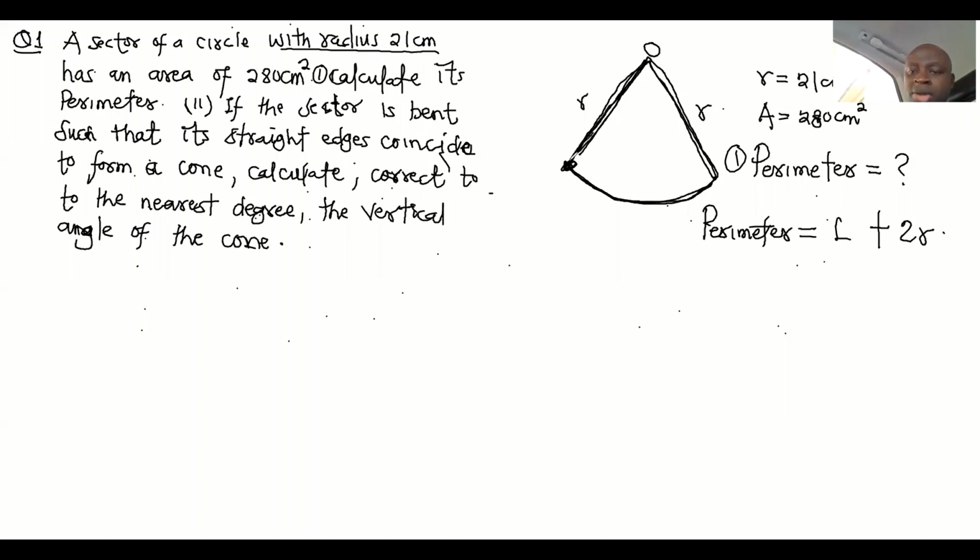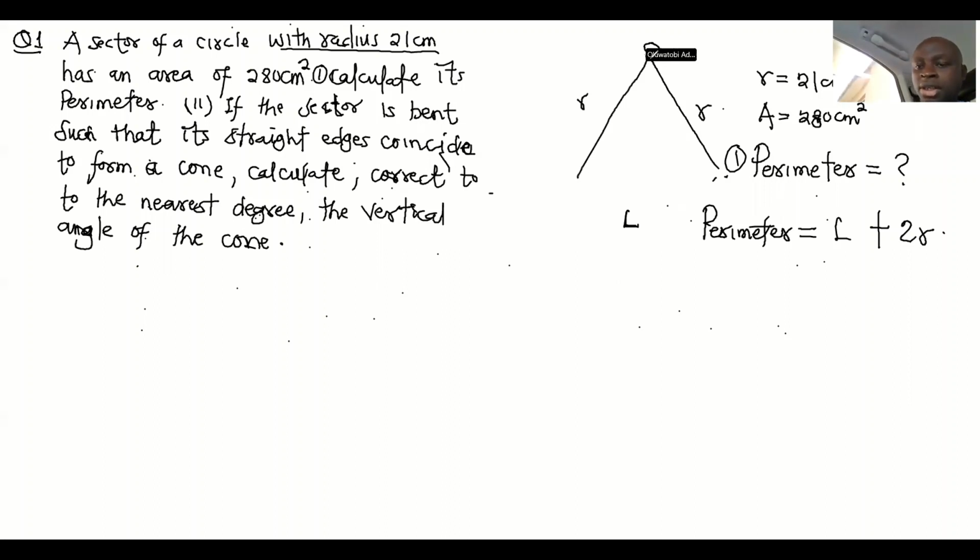Now, what do we call this place? Radius. What do we call here? Radius. What do we call this place here? Arc. So the length of the arc, L. That means your sector has this radius, and has this arc. So three things make up the perimeter: the radii plus the length of this arc. That's called the perimeter of this sector.